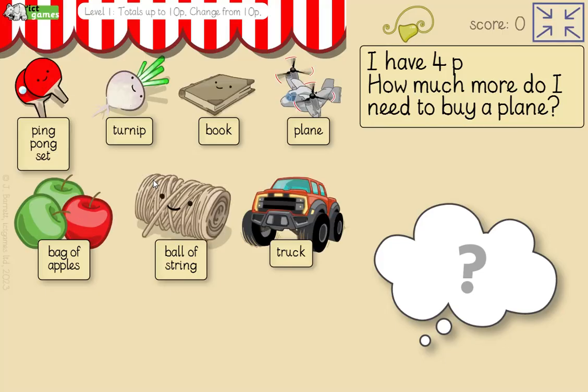Here we go. So let's read this question. I have 4p. How much more do I need to buy a plane? So where's the plane? That's the plane. So click on that. Right, okay. So the plane is 9p. So I've got to think about that.